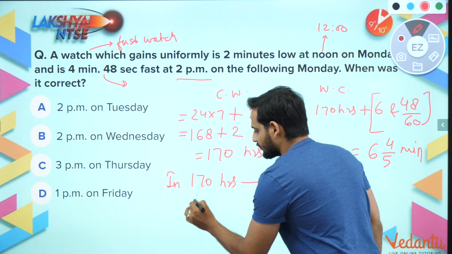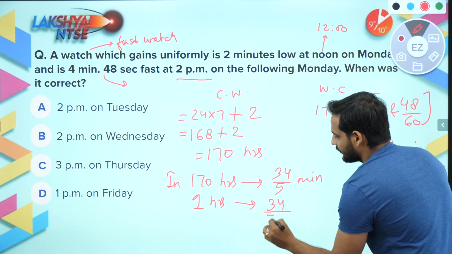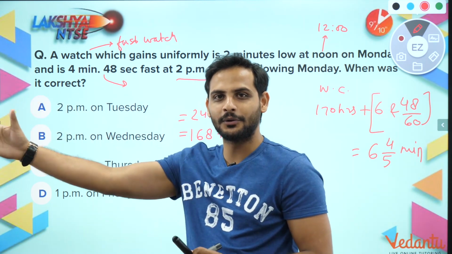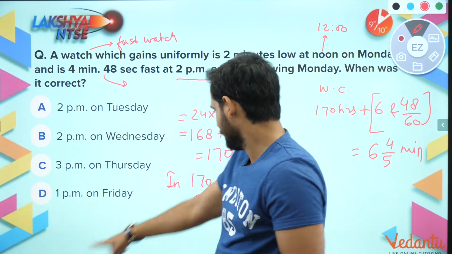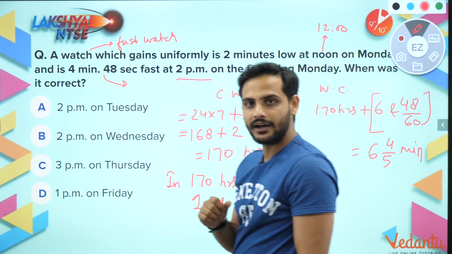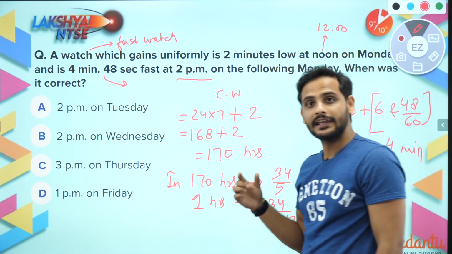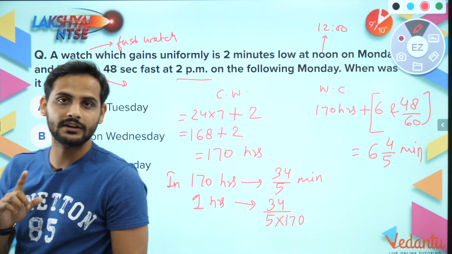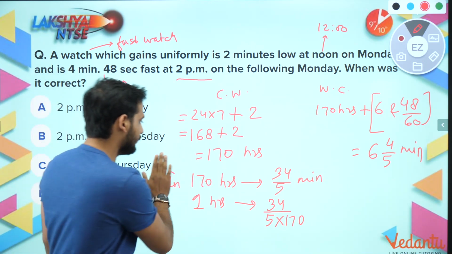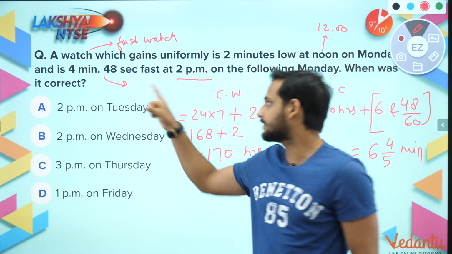So in 1 hour, how much extra? In 1 hour, 34 by 5 divided by 170. That is what you do with proportionality: if 5 jackets cost 1000 rupees, 1 jacket will cost 1000 by 5. So in 1 hour, 34 by 5 into 170. Now, you want to find the extra minutes it has moved in 1 hour, but it will make the calculation tough. We'll convert it for the minute part. Why am I doing it? Because I want to see when was the exact time.